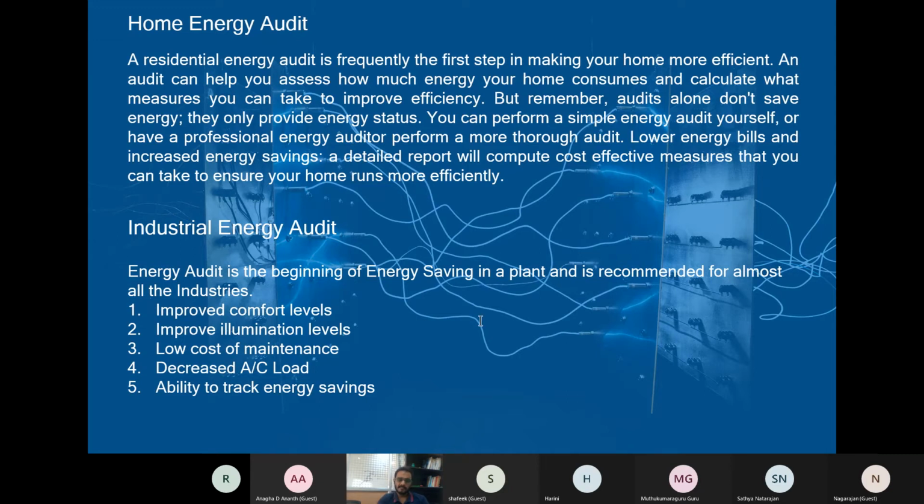Industrial energy audits give the following benefits: improved comfort levels, improved illumination levels, low cost of maintenance, decreased AC load, ability to track energy savings. Other importance of energy audit is compliance with government regulations, lower energy cost, enabling faster recovery of the investments, achieving better performance and lower downtime, enhancing power quality and productivity, reducing losses, improving life of equipment and the complete system.